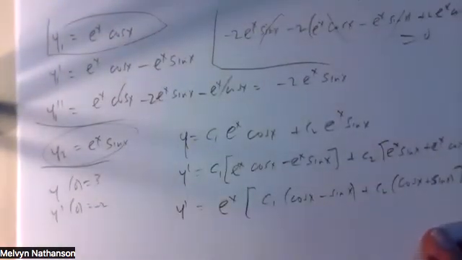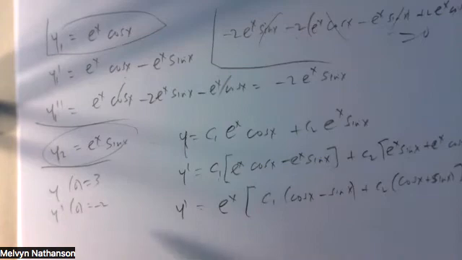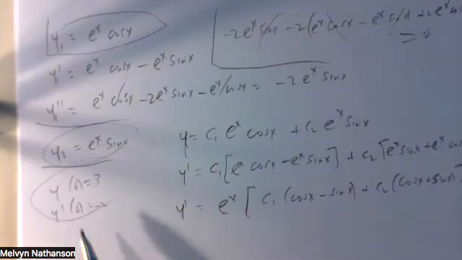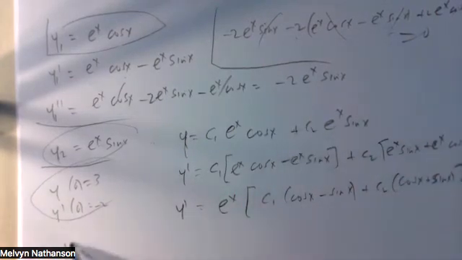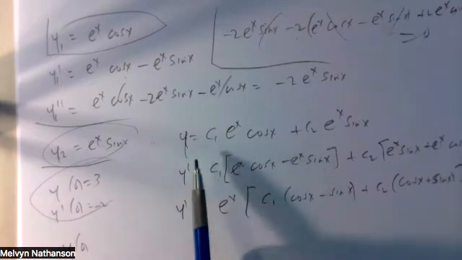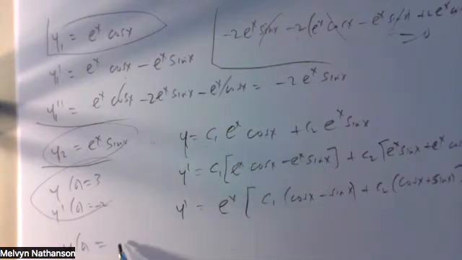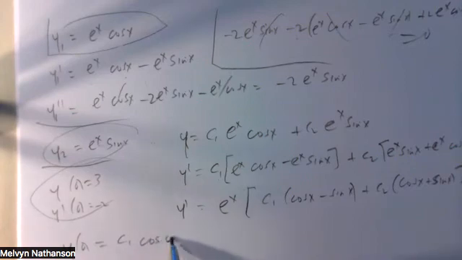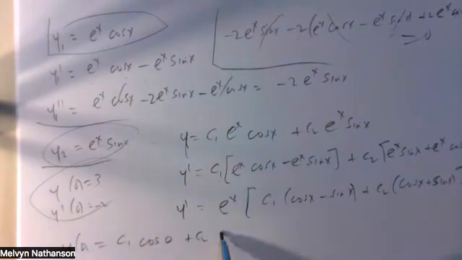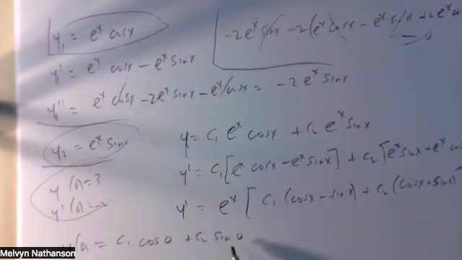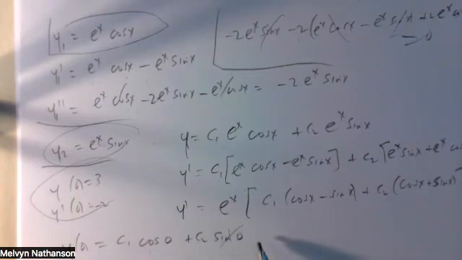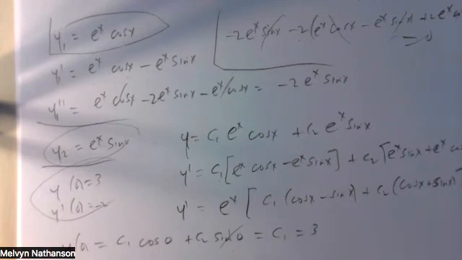So I want to find C1 and C2 that satisfy the initial conditions. So from this first equation, y of 0, e to the 0 is 1. So I get y of 0 is C1 cosine 0 plus C2 sine 0. Sine 0 is 0 and cosine 0 is 1. So y of 0 is C1, so C1 has to be 3.